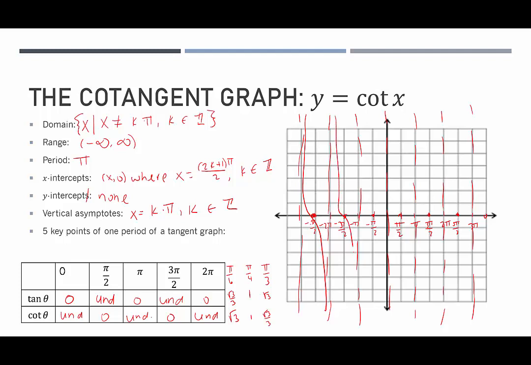Starts up here, cuts down. Starts up here and cuts down. Starts up here and cuts down. Cuts down. This one is just going to end here because I ran out of graph. And that's basically the gist of a cotangent graph.